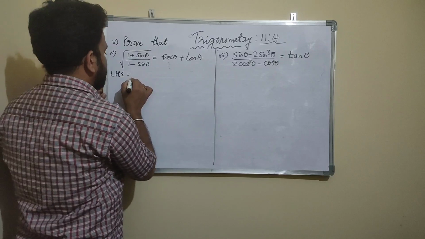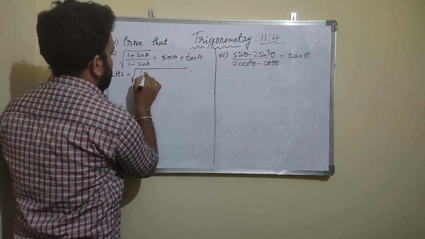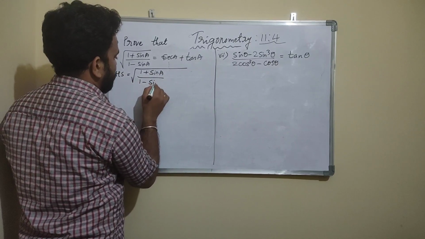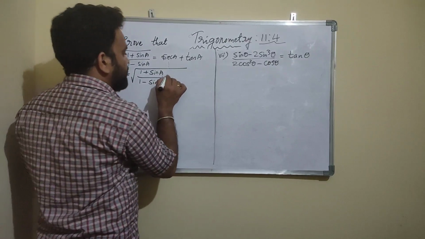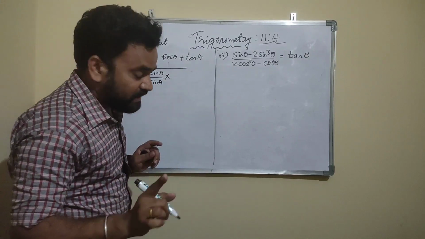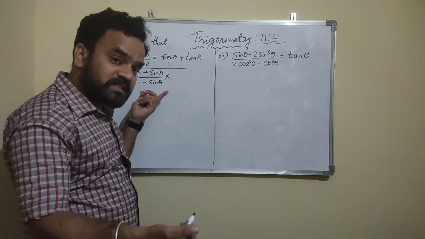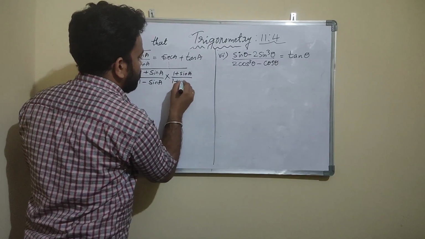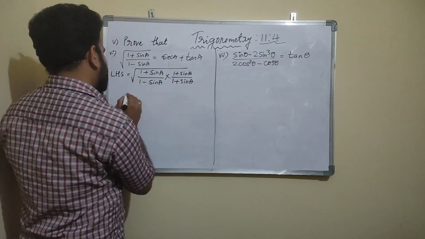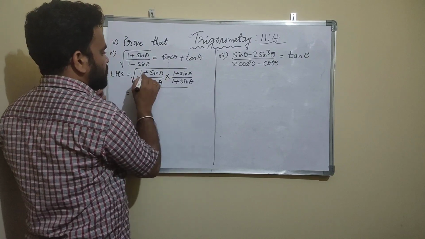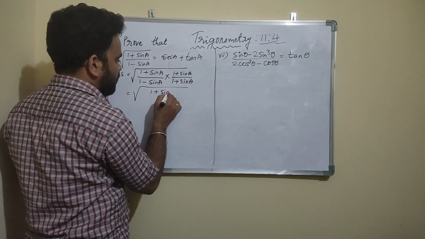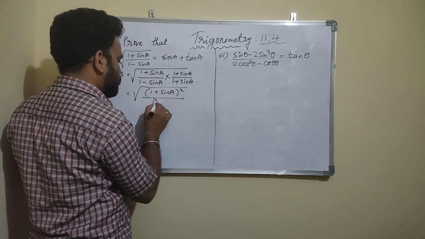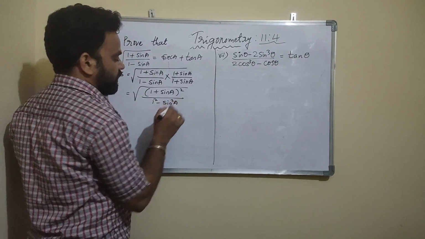See, as I told, in such situation we need to resolve the numerator and denominator by factorization. Same method I will use. Divide and multiply by the conjugate of the denominator. As I said, denominator is 1 minus sin A. Its conjugate is 1 plus sin A. So multiplied by 1 plus sin A, divided also by 1 plus sin A. Right? So what is remaining now? 1 plus sin A into 1 plus sin A, (1 plus sin A) whole square, divided by A plus B into A minus B, A square minus B square, 1 square minus sin square A. Directly we can write now.